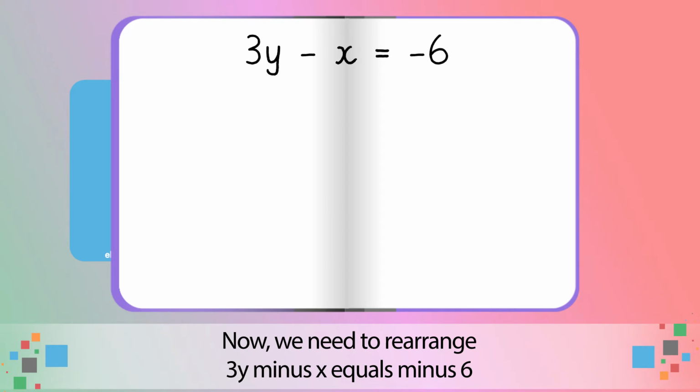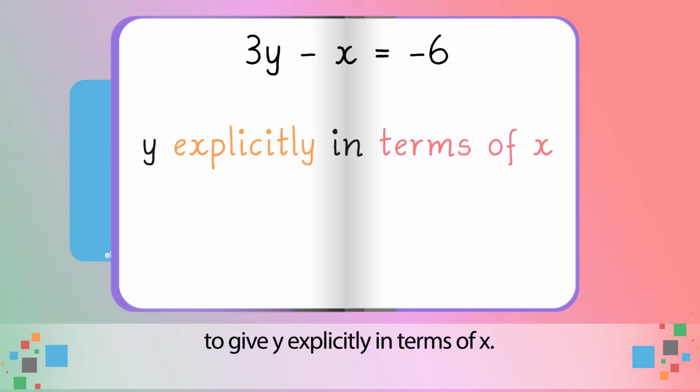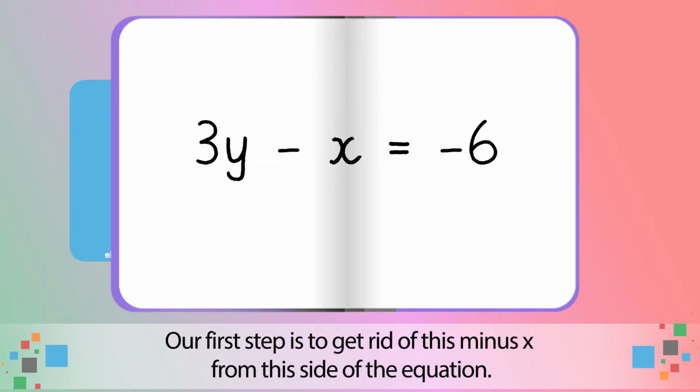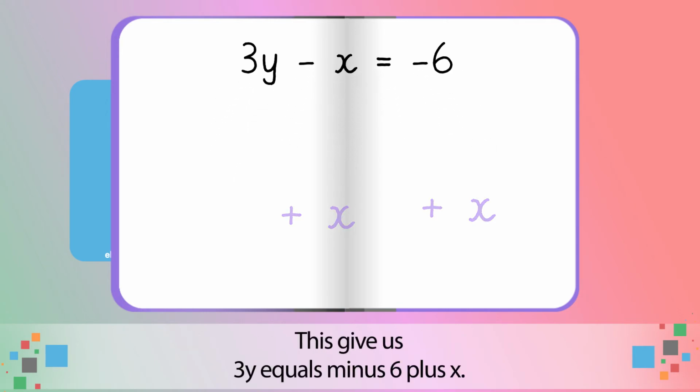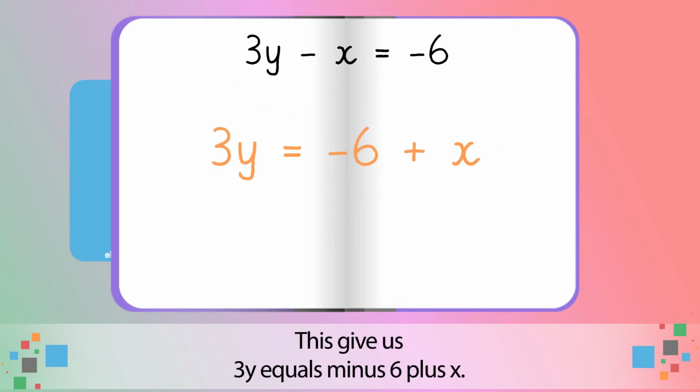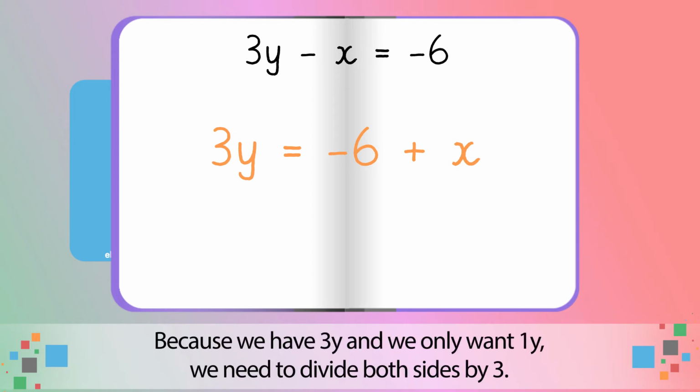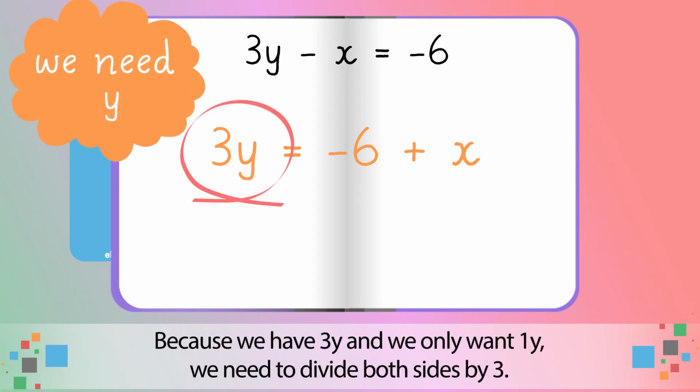Example 3. Now we need to rearrange 3y minus x equals minus 6 to give y explicitly in terms of x. Our first step is to get rid of this minus x from this side of the equation. We do this by adding x to both sides. This gives us 3y equals minus 6 plus x. Because we have 3y and we only want 1y, we need to divide both sides by 3.